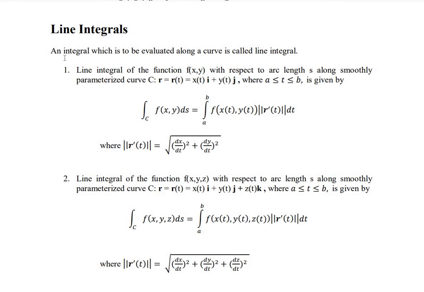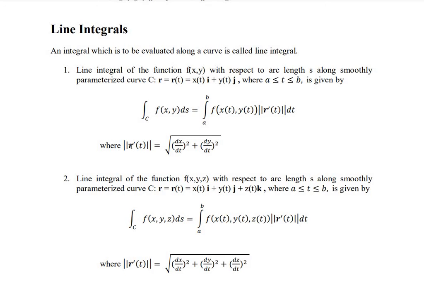Next one is line integrals. An integral which is to be evaluated along the curve is called a line integral. So a line integral of the function f of x y with respect to the arc length s along smoothly parameterized curve C, where r is equal to r of t, that is equal to x of t into i cap plus y of t into j cap, where t varies from a to b, is given by integral over C f of x y ds is equal to integral over a to b f of x of t, y of t, norm vector r dash of t into dt.